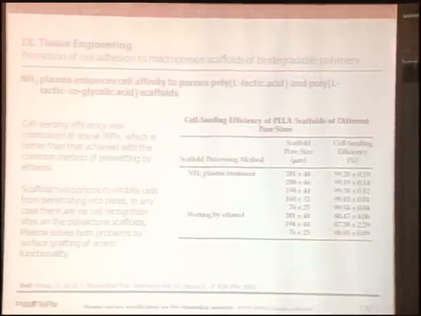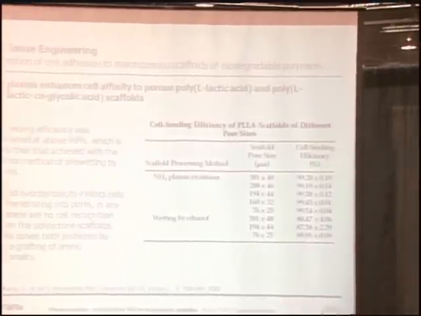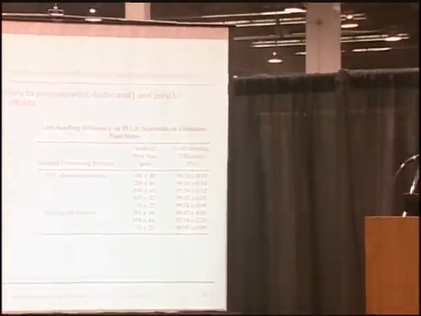When we compared this technique with a wet chemical activation using ethanol, for the tightly porous scaffolds, we were getting about 80% cell seeding efficiency, whereas with the ammonia plasma treatment, we were still in excess of 99% cell seeding efficiency.